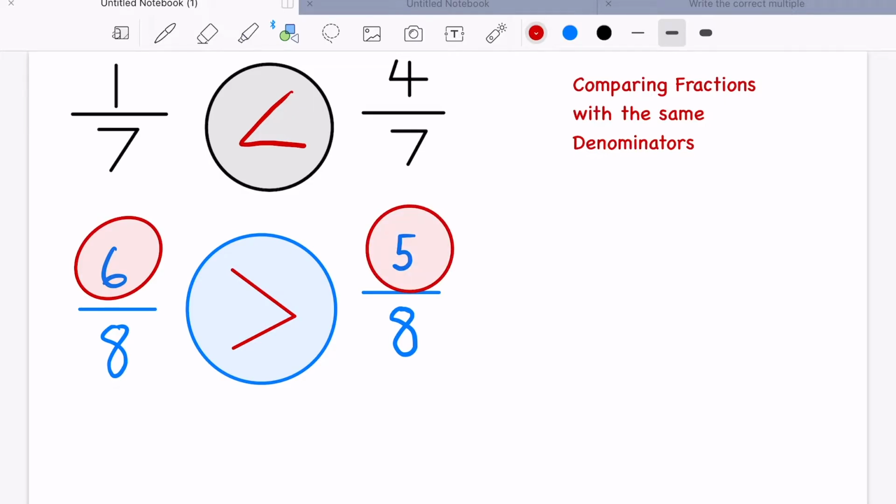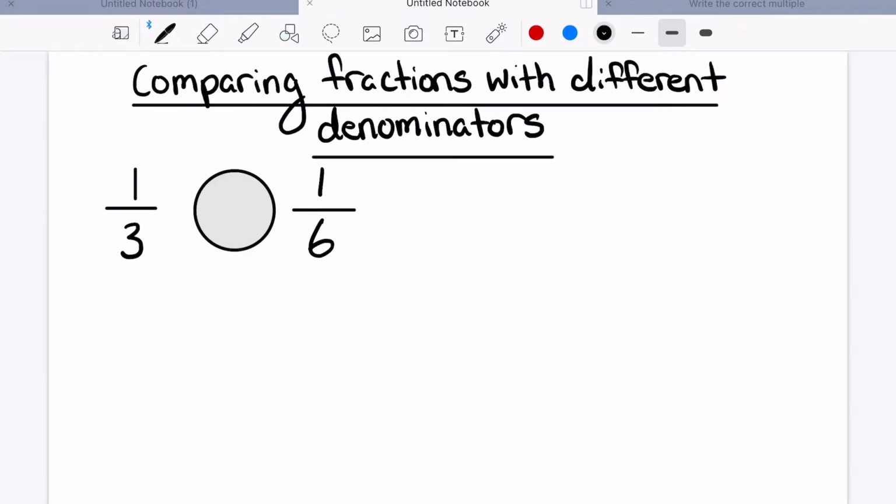All right, let's move on to something else today. So how do we compare fractions with different denominators? That's our goal today, comparing fractions with different denominators. So here we have 1/3 and here we have 1/6. But we cannot compare this time, right?